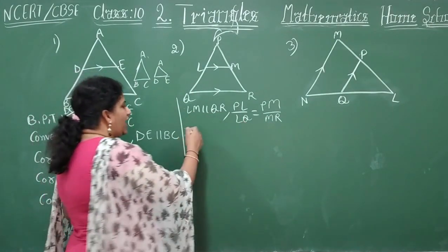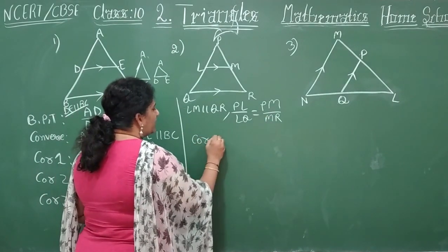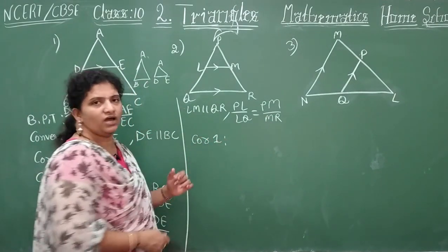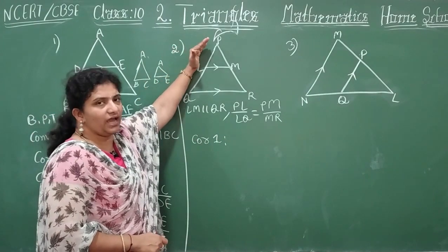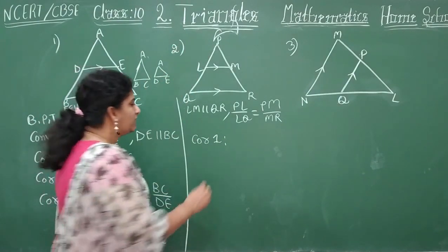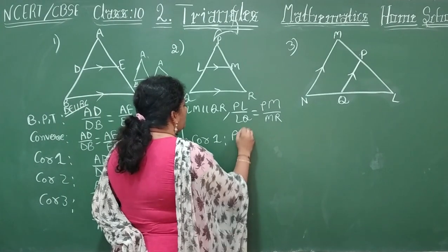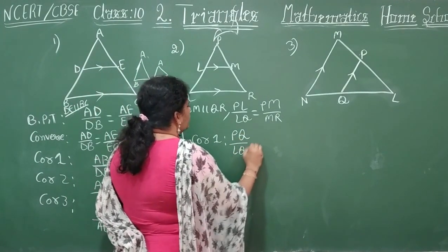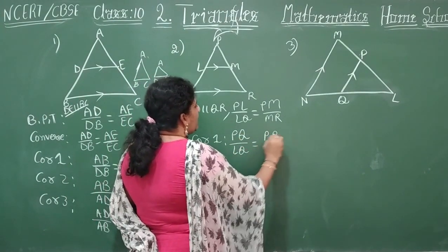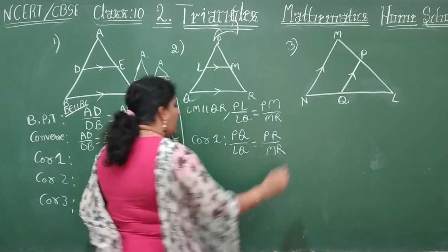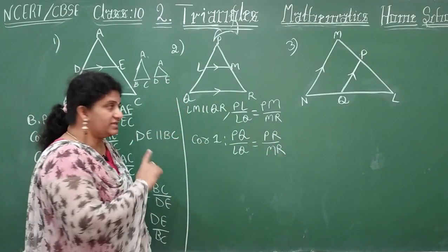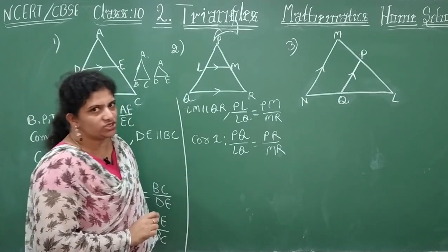Okay. Now corollary 1, directly I am writing. What's your corollary 1? How do you remember? Big side by trapezium side. So write here PQ by LQ is equal to PR by MR. Okay, whereas in this one only two ratios will be there.